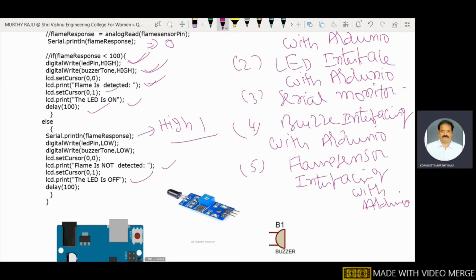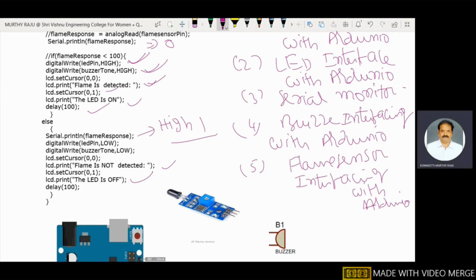Here in this sketch, the important point is the data pin of the flame sensor. When the data pin of the flame sensor is low, it means fire is detected. Fire detection is indicated on the LCD, the LED is on, and the buzzer is on.